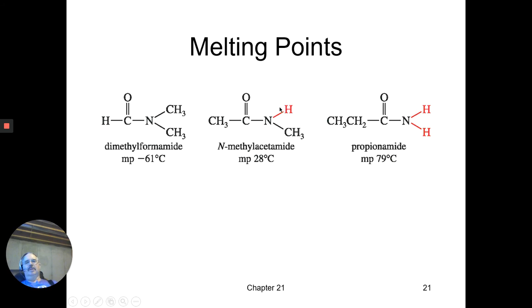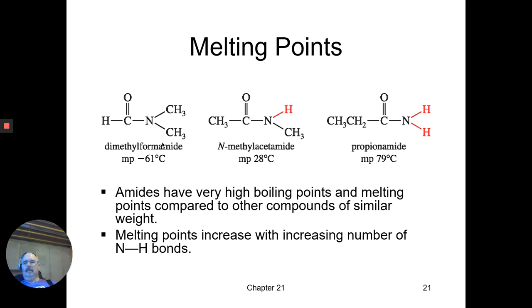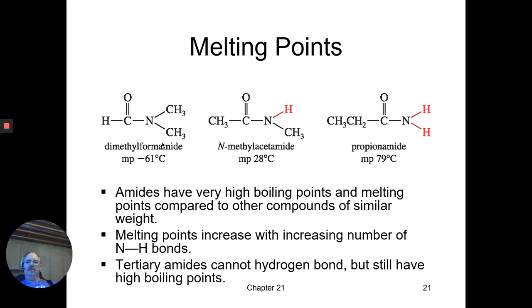N-methyl acetamide, which is a secondary amide, you can see that the boiling point has raised. And then the primary amide, propionamide or propanamide, melts at 79 degrees. So these all have the same molecular weights, but different boiling points. Dimethyl formamide has the lowest because of lack of hydrogen bonding. Tertiary amides cannot hydrogen bond, but still have high boiling points.